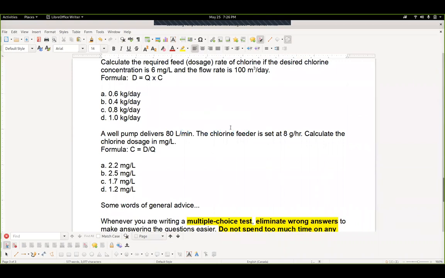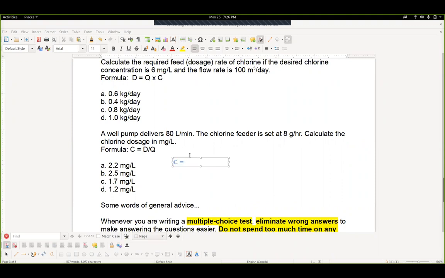Next, it says a well pump delivers 80 liters per minute. The chlorine feeder is set at 8 grams per hour. Calculate the chlorine dosage in milligrams per liter. So the formula we're using is C equals D divided by Q. And so we want to know the chlorine dosage.